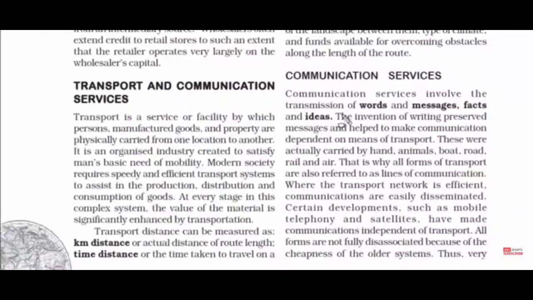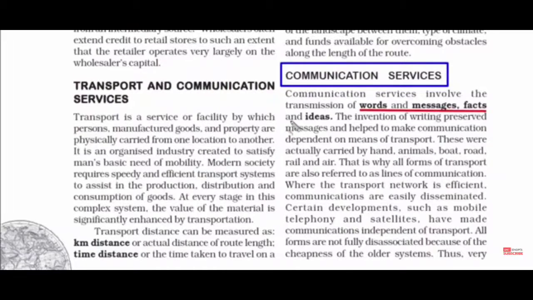Now we go to the next topic, communication services. The word communication has to do with words and messages, facts and ideas. Your phone is an ideal device for communication. Your mind is a perfect organ to create ideas, and your mouth and hands express them elegantly. So if you see, traditionally and even now, hands, animal, boat, road, rail and air are used to deliver messages. And these are called lines of communication.